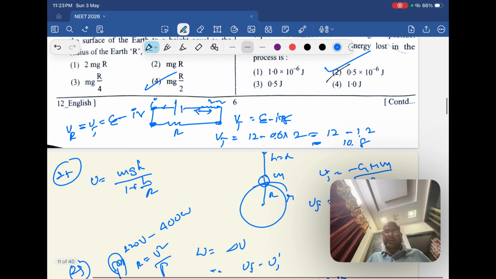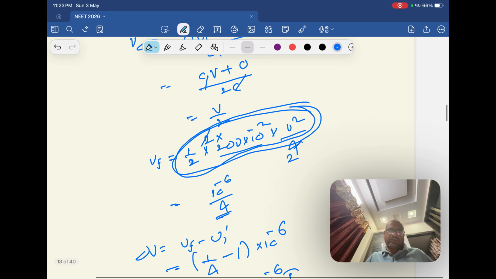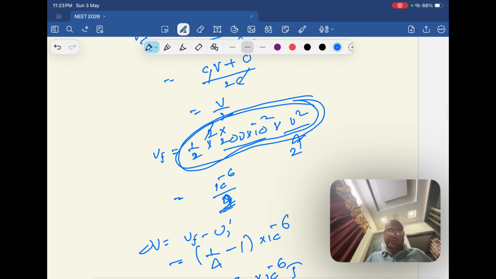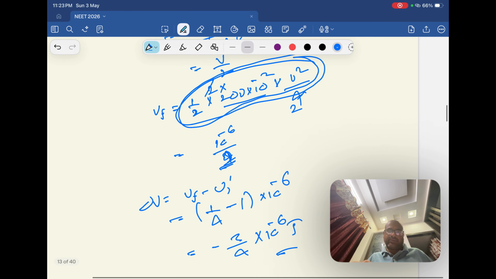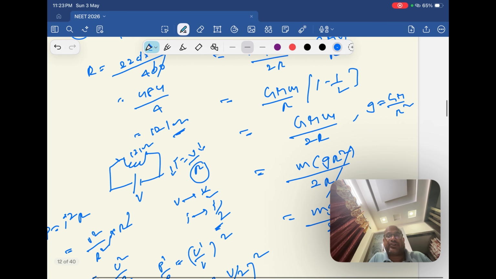Okay, initial is 10 power minus 6. So final energy is half into 2C into common potential V square by 4. The 2s get cancelled. Look at the calculation: 2C, so 1 by 2 will come here. So the final energy is half only. So half of the energy is lost. So 0.5 into 10 power minus 6; half of the energy will be lost. Okay, right.